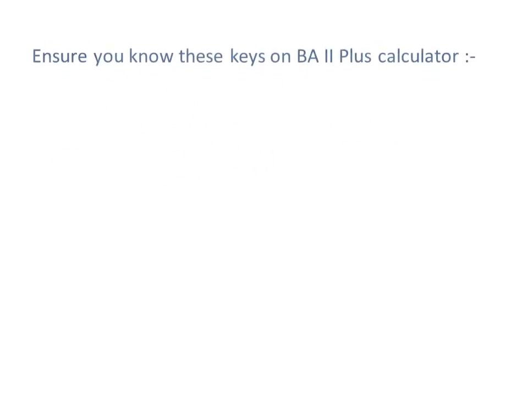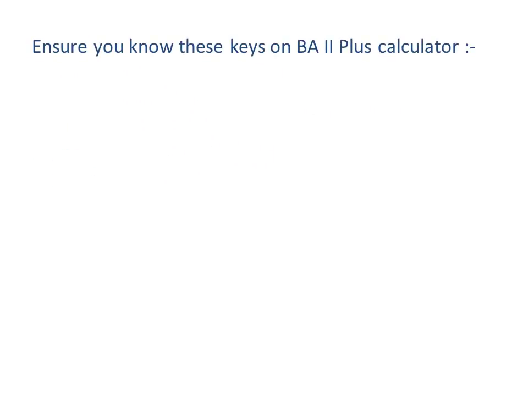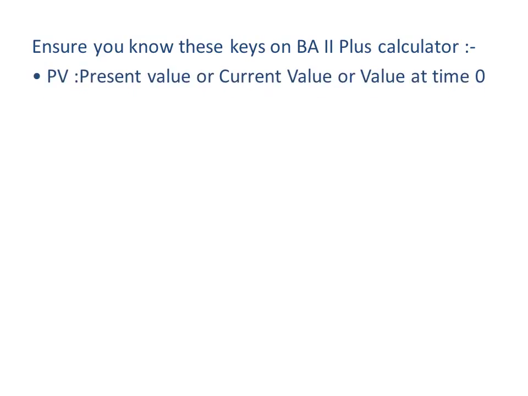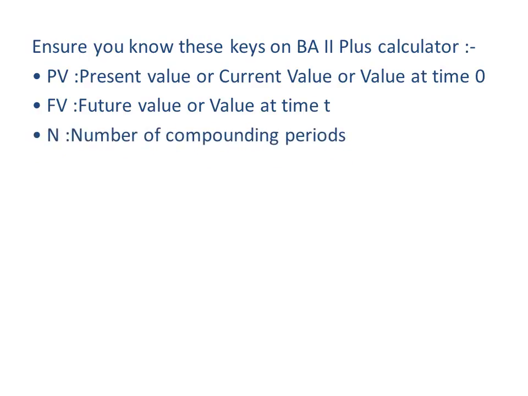Now, ensure that you are familiar with the following keys on your BA2 Plus calculator. PV key, which is used for present value or current value or value at time 0. FV key, which is used for future value or value at time t. N, which signifies number of compounding periods.